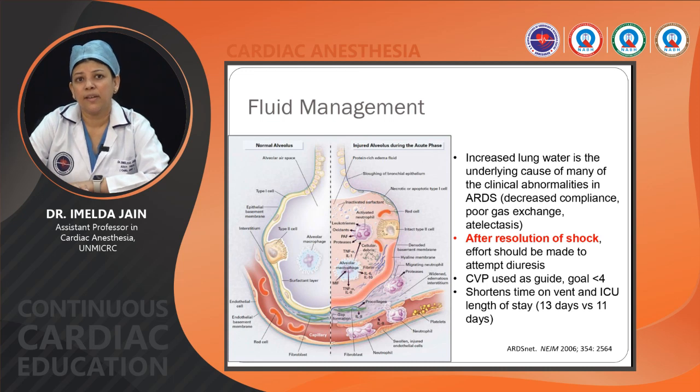Initially, when the patient is in a state of shock, fluid resuscitation should be done. However, when the condition of shock is resolved, effort should be made to attempt diuresis. The guide to this should be the CVP. The goal should be to maintain a CVP of less than 4 centimeters of water. Maintaining a CVP of less than 4 centimeters of water helps to shorten the time of ventilatory days and the ICU length of stay, that is 13 days versus 11 days.